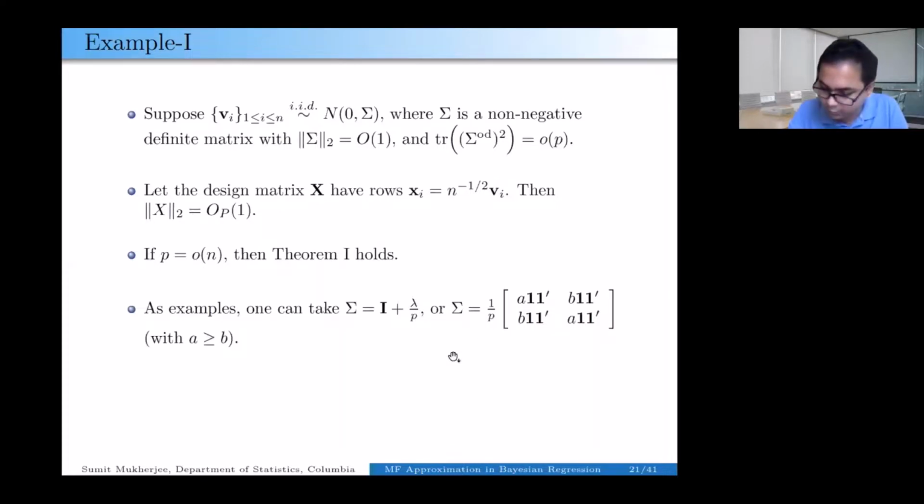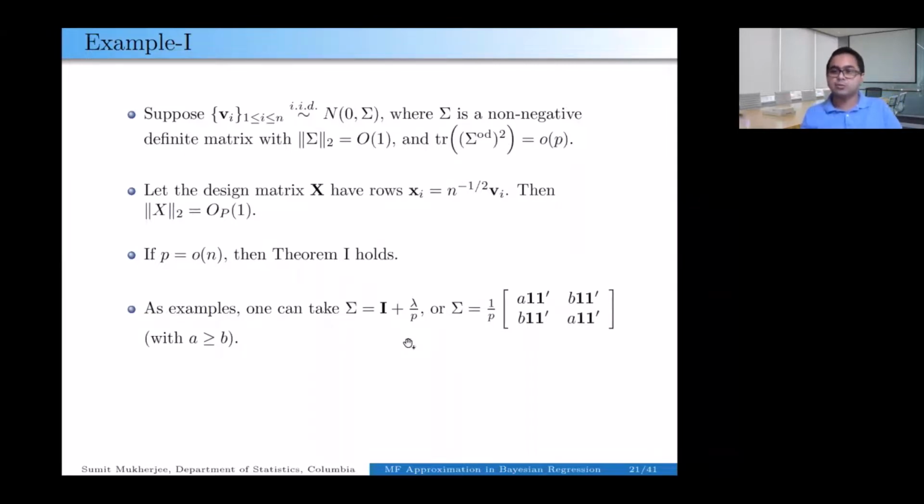I'll also talk about another example towards the end of the talk. I don't know how much time I have left. But you can take sigma to be identity plus some constant over p. You can take a block structure, it can be finitely many blocks. You do need to ensure that it's non-negative definite, of course. But other than that, you can play around with the structure as long as this is the only condition you need to keep in mind.